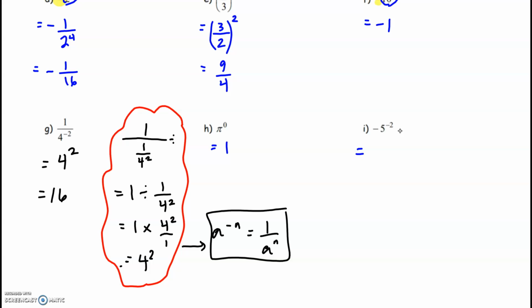All right, we have another one here, -5 to the -2. So we know the negative is not with the base, so it's going to sit out front. I need to make that -2 positive, so that's 1 over 5 to the 2. And then I go ahead and solve it, 1 over 25 is our final answer.